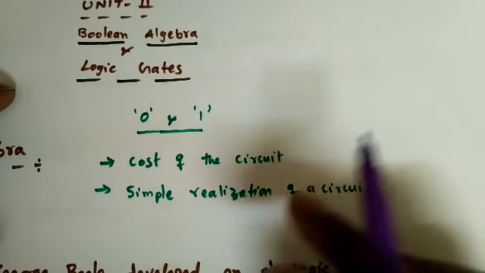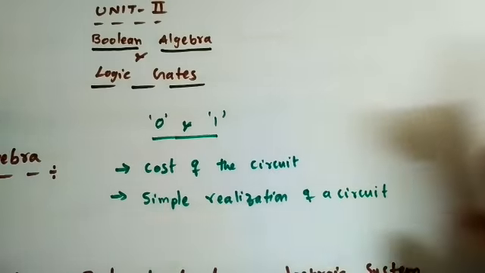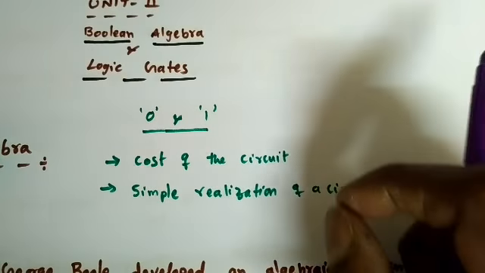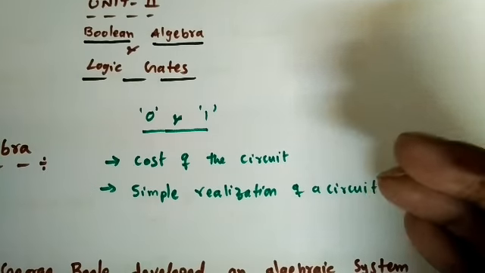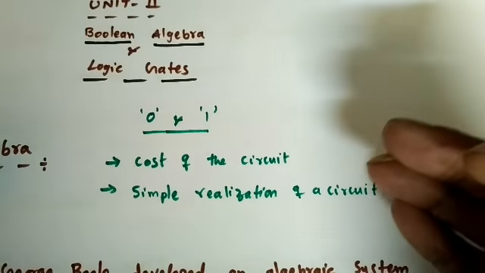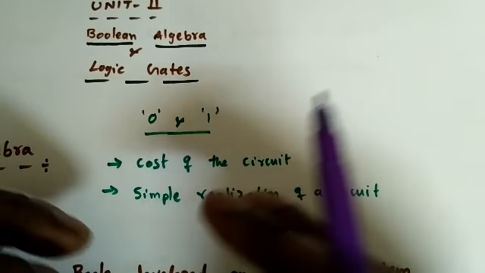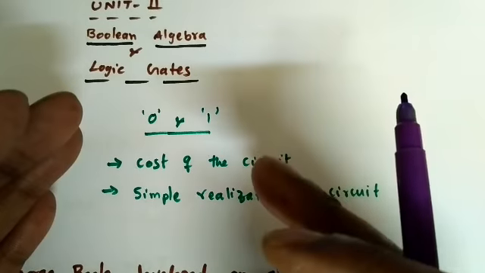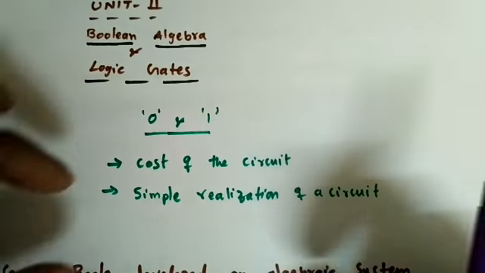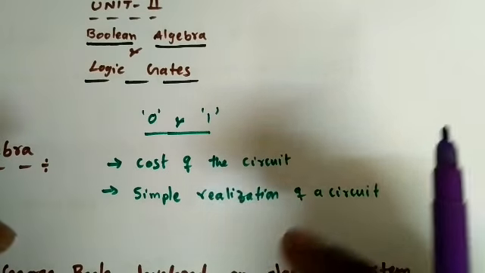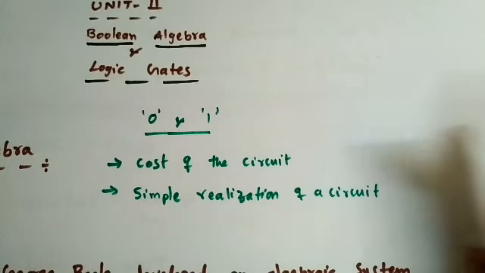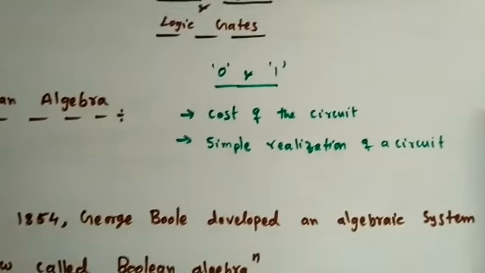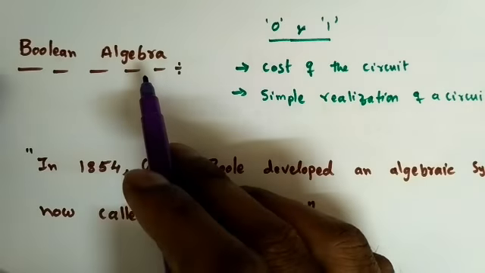Now, when we realize those circuits in a simple way, suppose one operation requires 100 gates or 100 transistor components. How do we simplify those gates or components, to minimize their number, so it becomes a simple circuit? To reduce the cost of the circuit or simplify its realization, we need a set of rules or a set of theorems, and that is given by Boolean algebra.